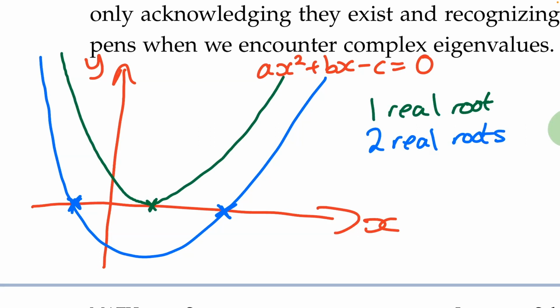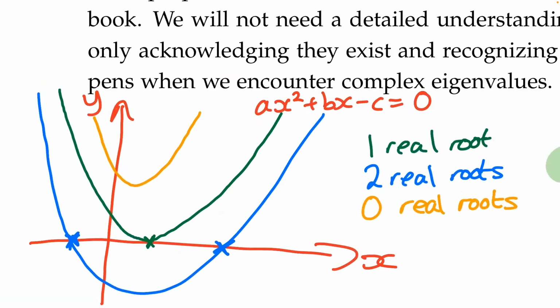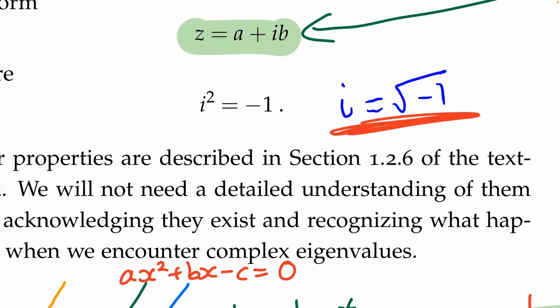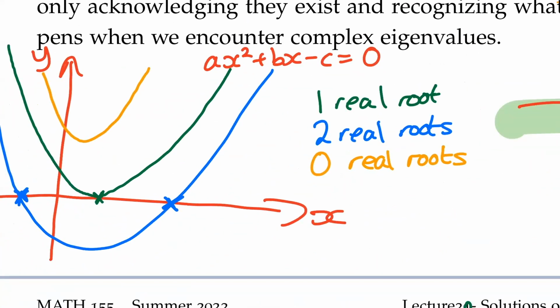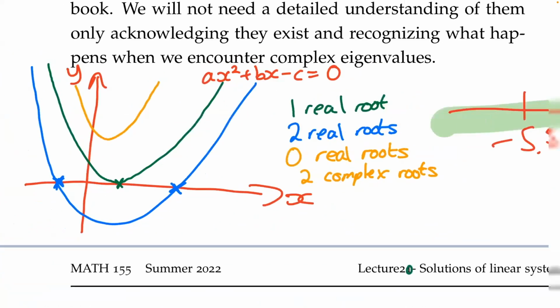What happens if we shift this up further? Now, in this orange case, we don't intersect the x-axis at all. Okay, so this means that we have 0 real roots. But if we define this i to be equal to the square root of -1, we end up with two complex roots. So by defining these complex numbers, it means that we can solve any quadratic equation, even if it doesn't intersect the x-axis. Okay, so that's why we're interested in them.